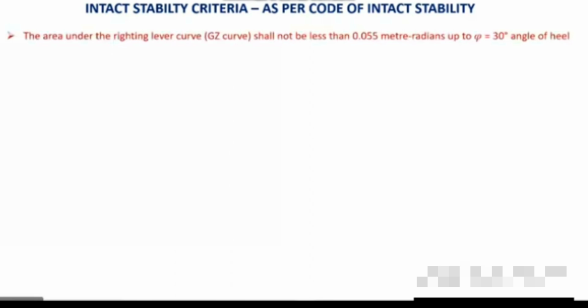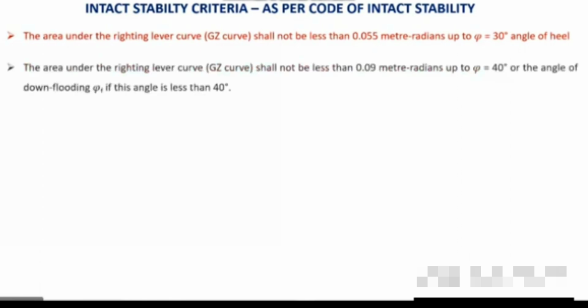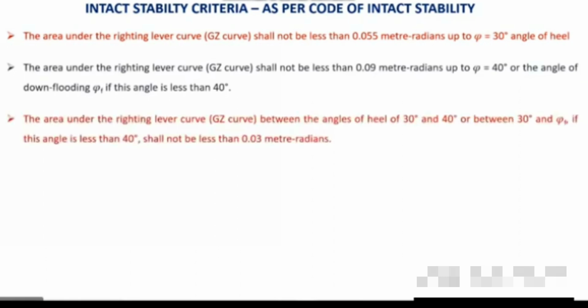Just to take you through the intact stability requirement as per Code of Intact Stability, which you have done in phase 1, which is on page 5 of your MV in ship stability booklet. The area under the GZ curve shall not be less than 0.055 meter radian up to 30 degrees angle of heel. The area under the GZ curve shall not be less than 0.09 meter radian up to 40 degrees or angle of down flooding, whichever is lesser. The area under the righting lever curve between the angle of 30 degrees and 40 or down flooding, whichever is lesser, shall not be less than 0.03 meter radian.